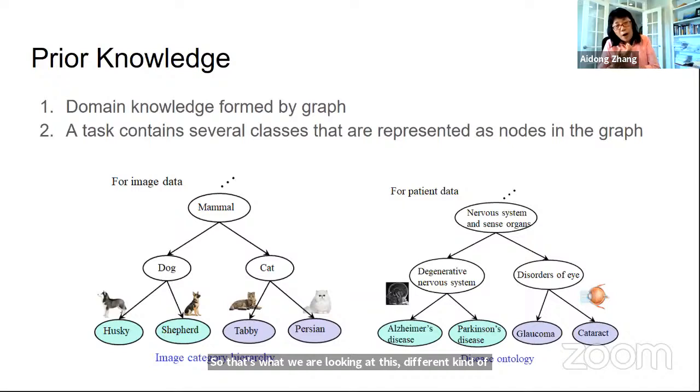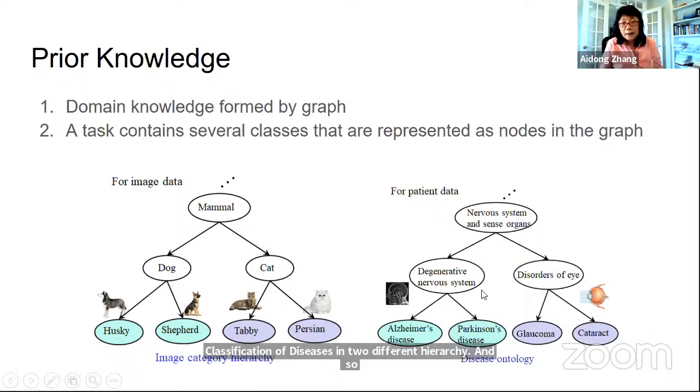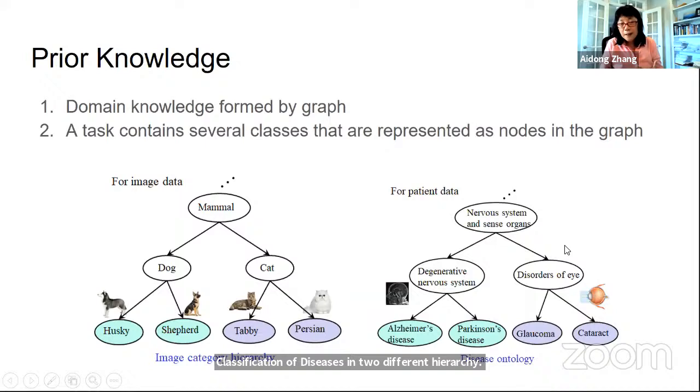The domain prior knowledge in biology is very rich. For example, you have the disease ontology, and for the MIMIC datasets you have this classification of diseases into different hierarchies. This hierarchy we can specify as a graph and then enforce the relationships in the learning process. For example, Alzheimer's and Parkinson's are closer, and if we specify this kind of relationship, then your machine learning model can do better.